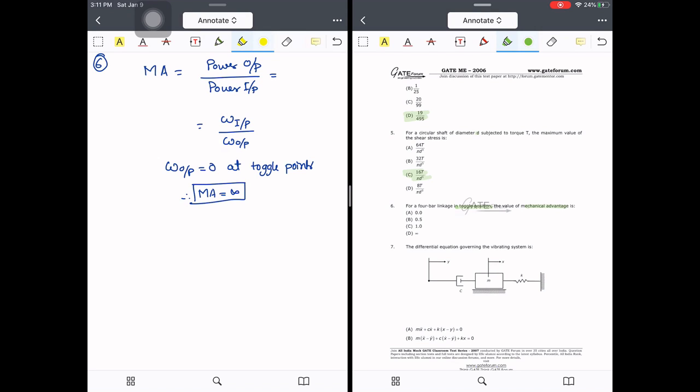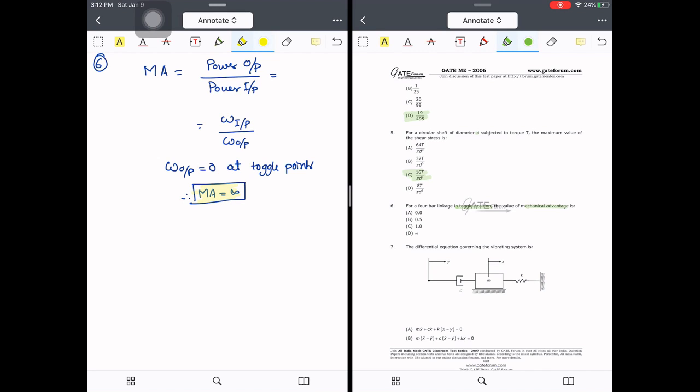Question number 6. A 4-bar linkage at the toggle position, the value of mechanical advantage. If you have observed carefully, the same thing was asked in the previous question paper also, where we calculate by keeping omega output equal to 0. Toggle position is a position when the input and the output link are in a straight line, either 0 degree or 180 degree, and their velocity is 0 at that instant. That is nothing but the toggle points.